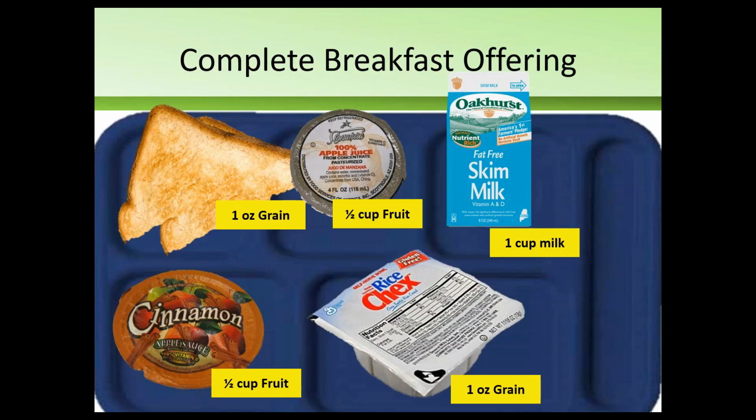Here we have an example of a planned menu. 1 cup of milk, 1 ounce equivalent of cereal, 1 ounce equivalent of toast, half a cup of fruit with an applesauce, and another half a cup of fruit with juice would give you a total offering of 2 ounces of grain, 1 cup of fruit, and 1 cup of milk, giving you 4 food items from the 3 components.